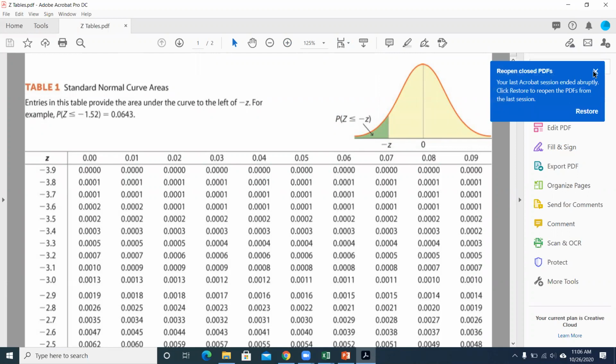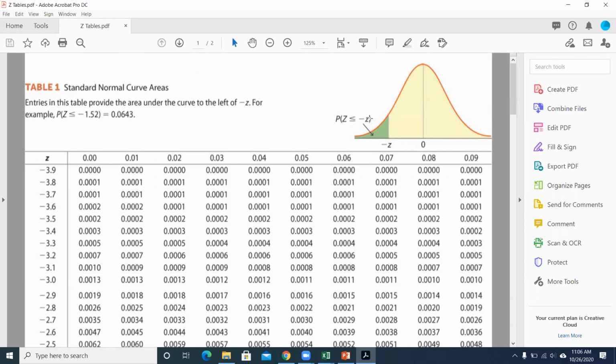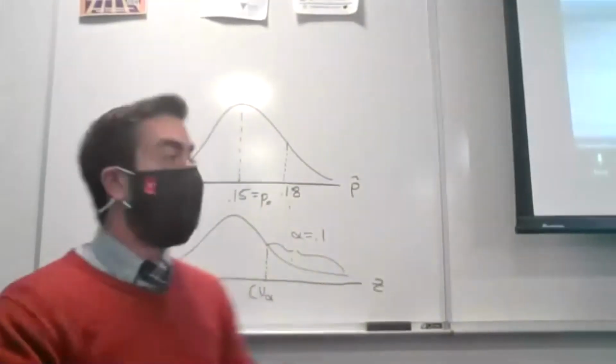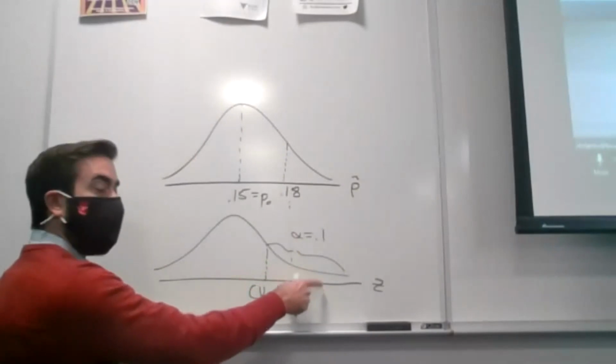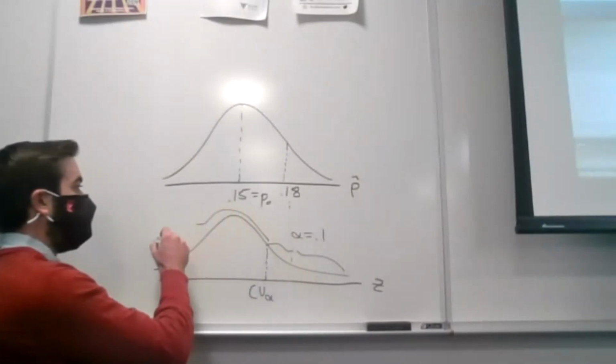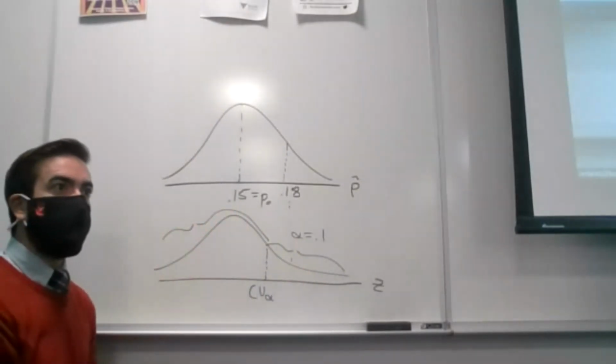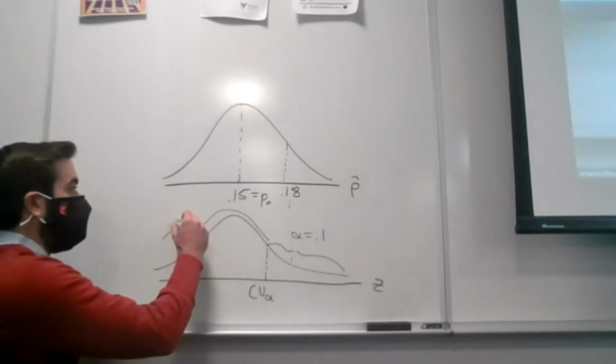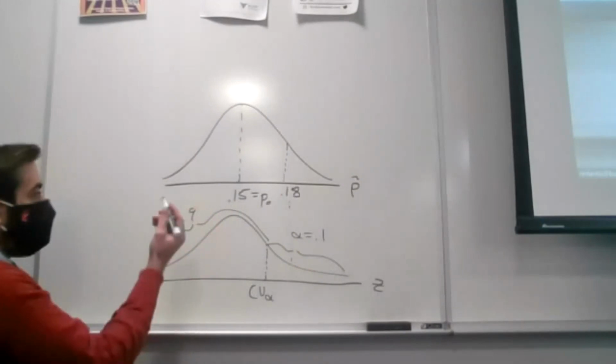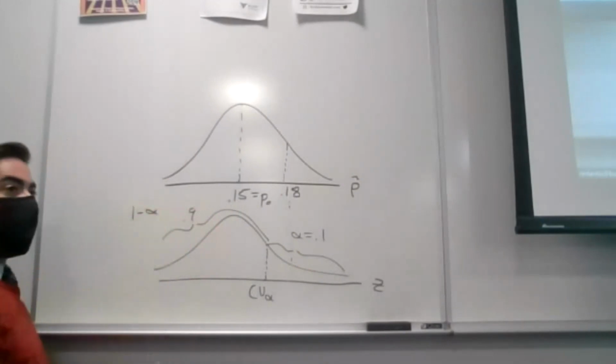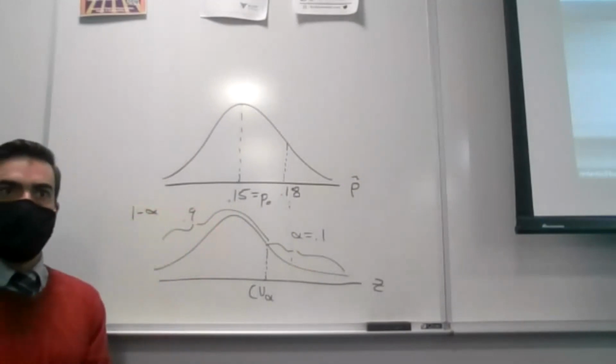Now the problem is the table always gives me the area to the left. So there are 2 ways I can do this. The first is I could say, well, if I want 0.1 in that upper right tail, what would the area be to the left of that critical value? The area under the curve is 1, so 0.9. Or you could think about it as what we really did was 1 minus alpha.